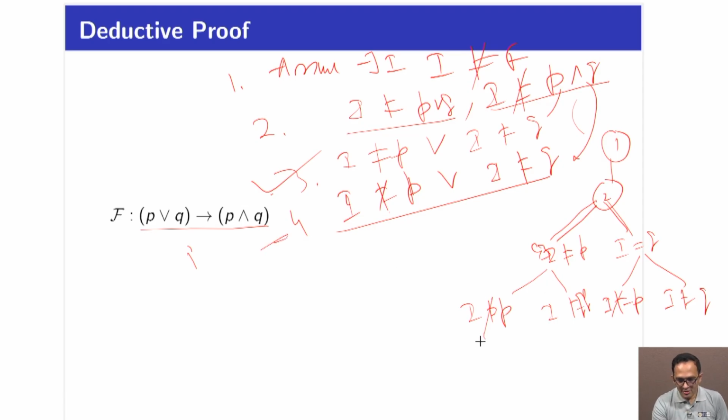Now, you can see here P and not P, right. So, I satisfies P, I does not satisfy P. So, this is a contradiction. But if you see here Q, I satisfies Q and I does not satisfy Q, sorry. So, then this is also a contradiction, but if you see this path, right.